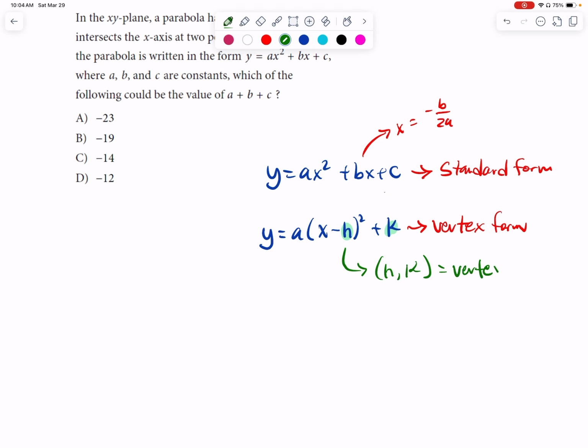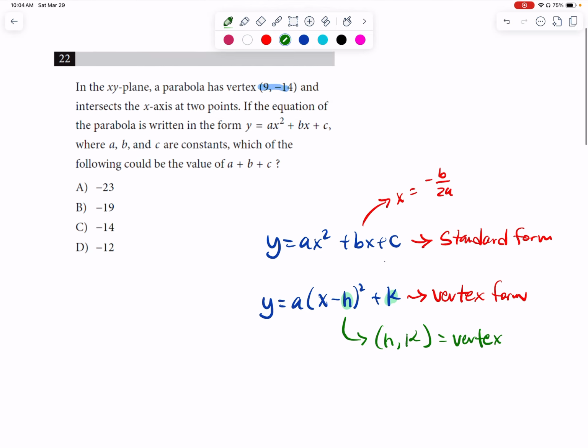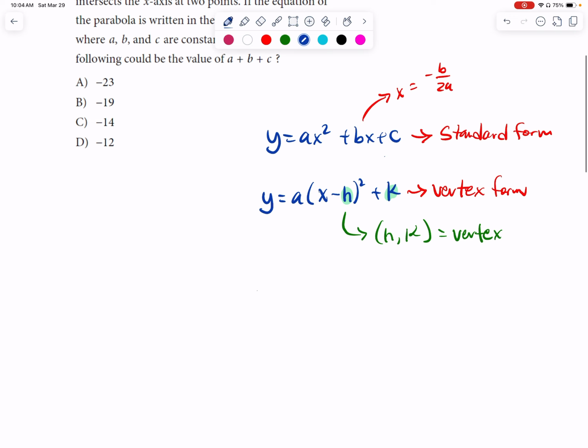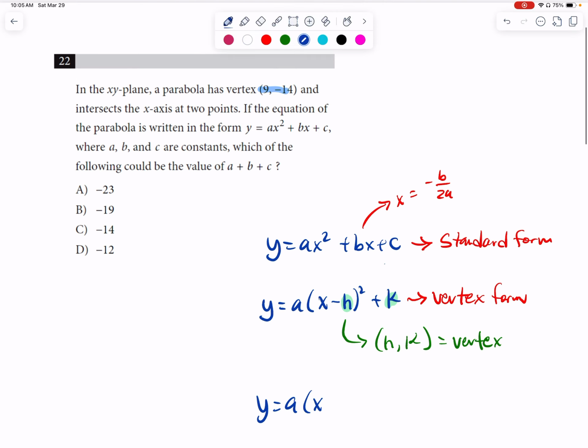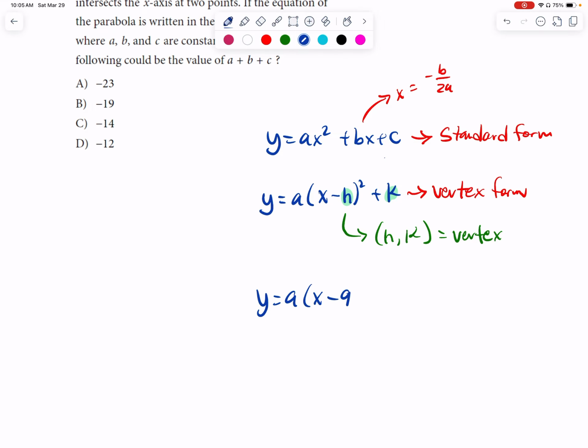And we already have the coordinates of our vertex, which is (9, -14). So let's rewrite our vertex form using this (9, -14). So y is equal to still a little a times (x minus 9) squared, and it has the minus in there, even though the 9 is a positive number. It's supposed to be plus my k value, but my k value is negative 14, so minus 14.